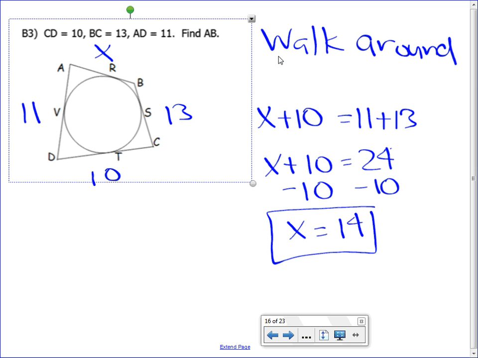So for a walk-around problem, students have to remember just to set up the opposite sides, or add the opposite sides together and set them equal to the sum of the other opposite sides added together. All right, that completes topic B.